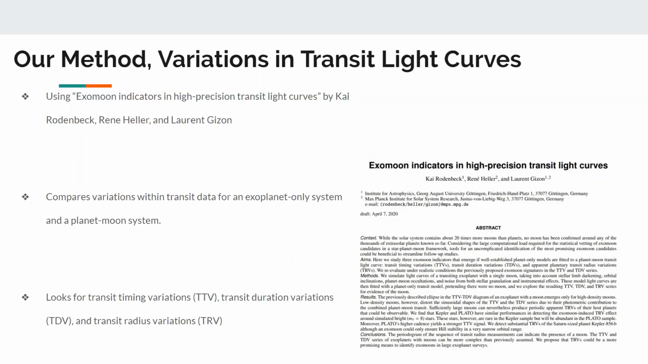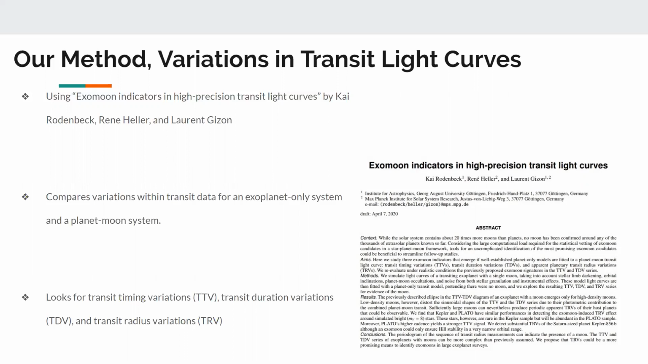And in the paper, the authors compare variations within transit data for an exoplanet-only system and a planet-moon system. And going further into this, they do this by looking for transit timing variations, transit duration variations, and transit radius variations. Transit timing variations come from when a planet leads or trails the planet-moon system's barycenter, with the planet-moon axis oriented perpendicular to the line of sight.